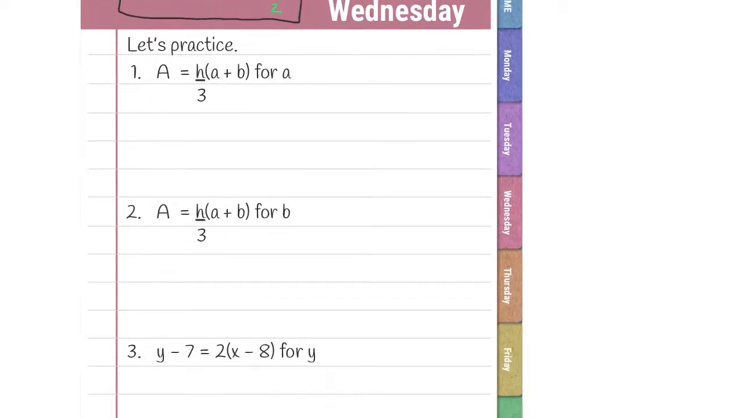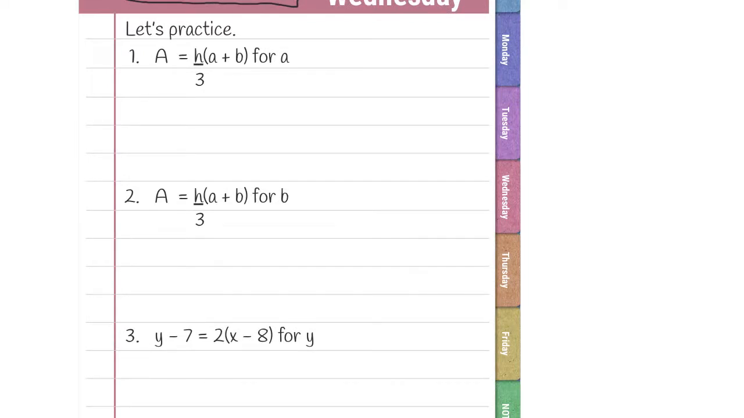Now for the next one, again, we have division. So we want to get rid of the divisions before we even do anything else, right? So I'm going to go ahead and rewrite it over here. So I have A is equal to H over 3, and then I have A plus B. So put a box around what we're solving for. In this case, it's A. And I want to get rid of that division.